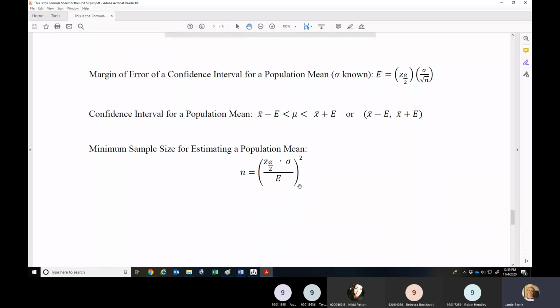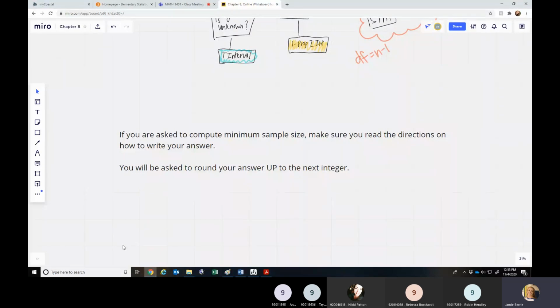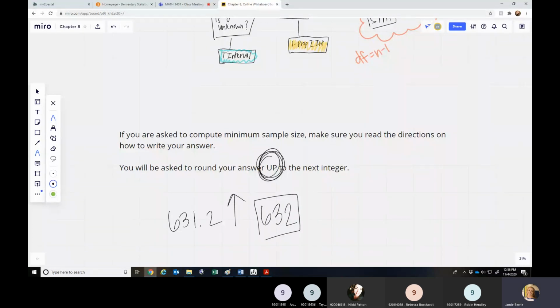So if you have a problem where you need to use this formula, make sure you round the answer up. Even say you're computing the minimum sample size and you type it in your calculator and it says something like 631.2. It does not matter what your rounding rule says. The question tells you to round your answer up. So round that answer up to 632. And that may or may not be the exact answer for one of the problems on the quiz.